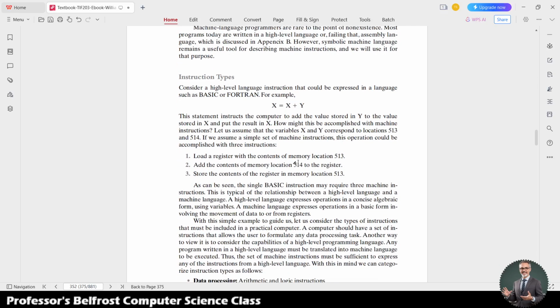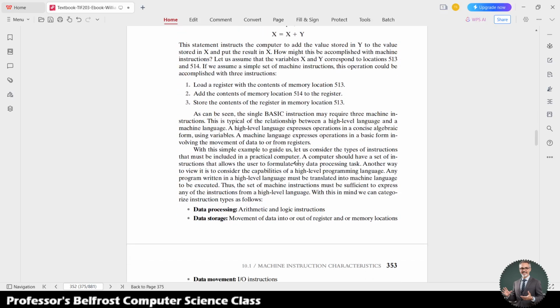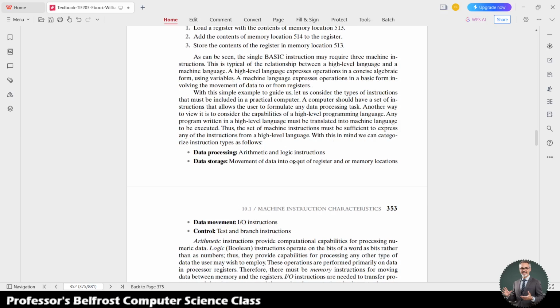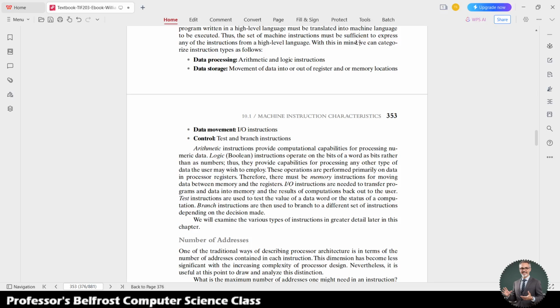Next, instruction types. So here's the main thing. We can categorize instruction types as follows. There are four: data processing, data storage, data movement, and control.